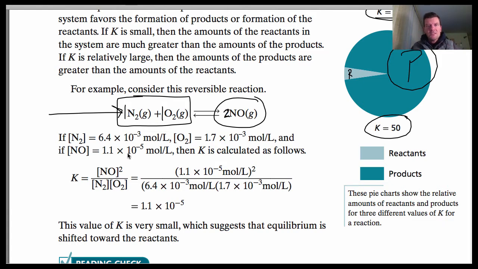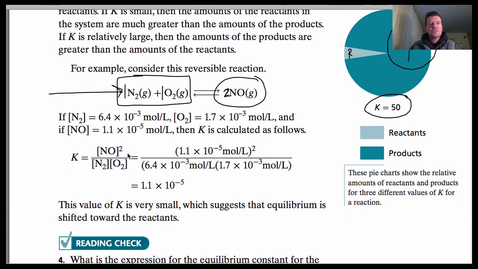Okay? So you wait until it's at equilibrium, then we are told, all right, at equilibrium, the concentration of nitrogen is 6.4 times 10 to the negative third, the concentration of oxygen is 1.7 times 10 to the negative third, and the concentration of nitrogen monoxide is 1.1 times 10 to the negative fifth. Now you've got your concentration at equilibrium. Okay, these have to be at equilibrium.